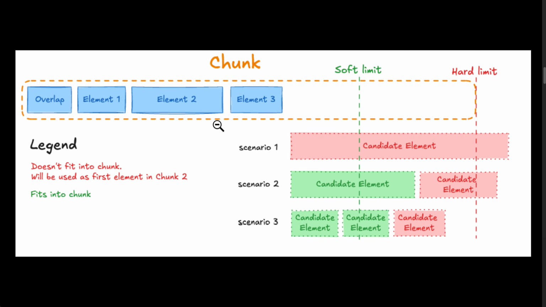And finally, in scenario 3, the first two green candidate elements are within the hard limit. However, the second candidate element exceeds the soft limit. That being said, both of the green elements will be contained in the chunk within the orange dotted box. However, after the soft limit is reached, the very next element will be automatically added to the next logical chunk, even if it does not exceed the hard limit.